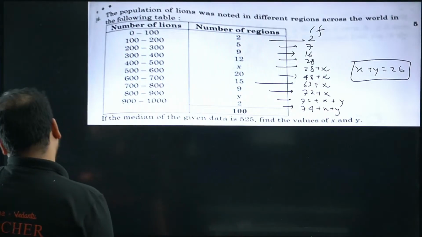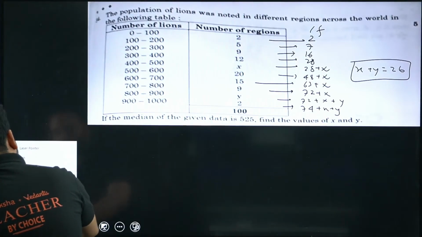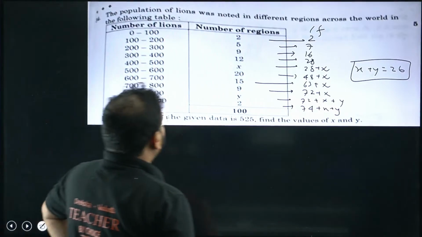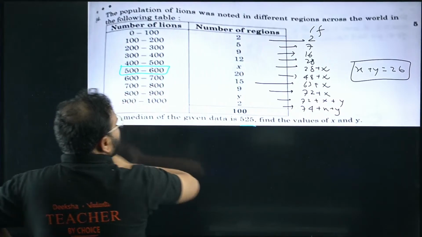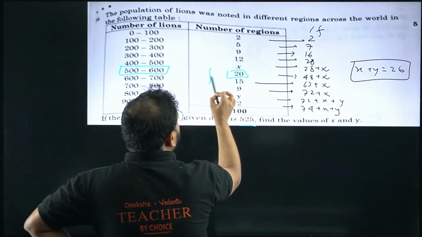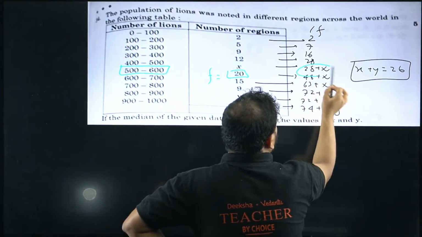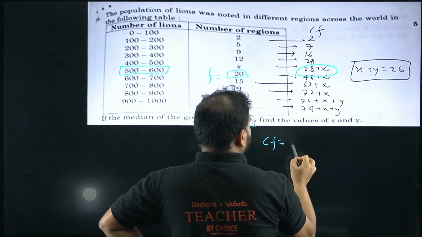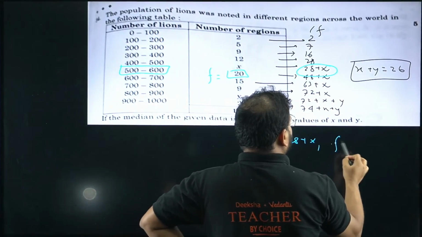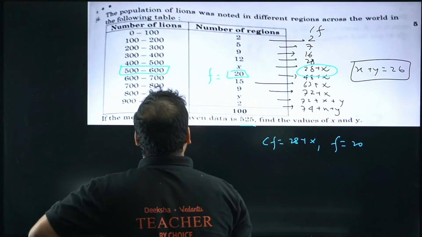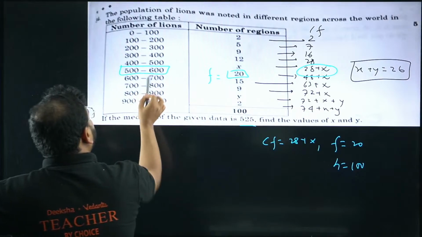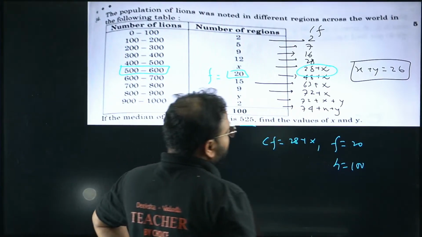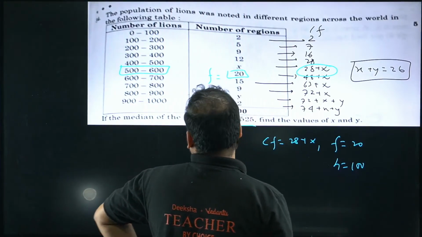Now they've given the median, so we'll use the formula. We know a few things over here. They've given the median as 525, which means this will be the median class. This will be your f value, and this will be your CF value. CF will be 28 plus x. F is nothing but 20. Your h value is nothing but 100. You can check here, the width is 100 all the time, so it's a uniform width problem. H is 100.